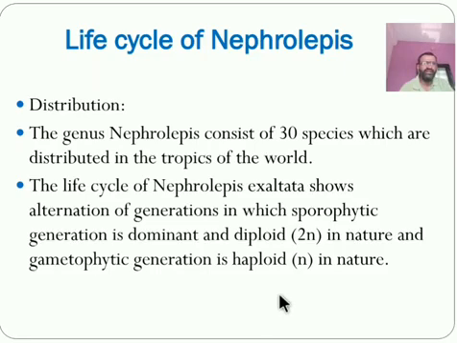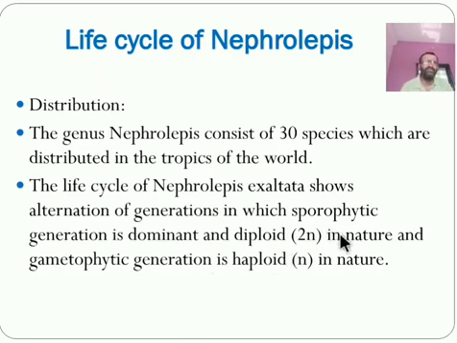Distribution. Where are they distributed? The genus Nephrolepis consists of a total of 30 species which are distributed in the tropics of the world. The life cycle of Nephrolepis exaltata shows alternation of generations in which the sporophytic generation is dominant and diploid in nature, and the gametophytic generation is haploid in nature.